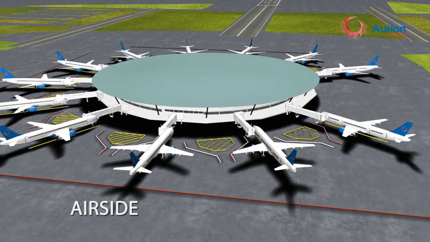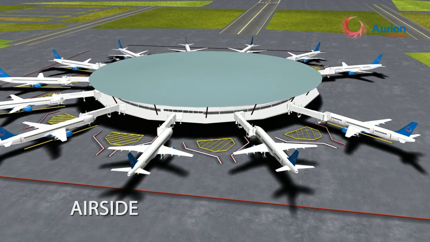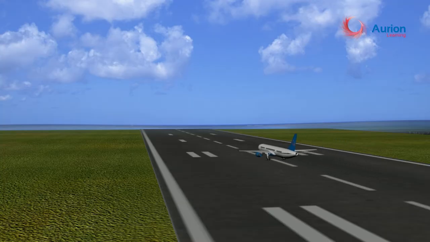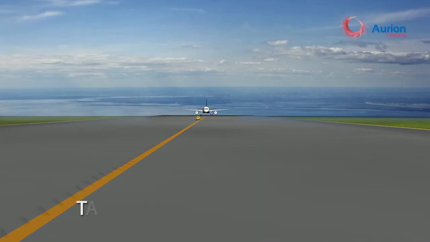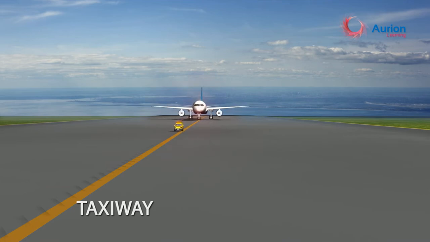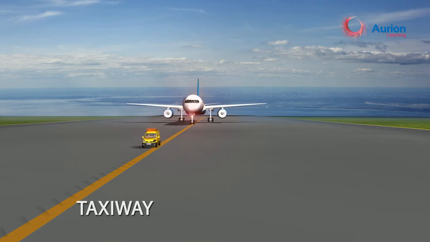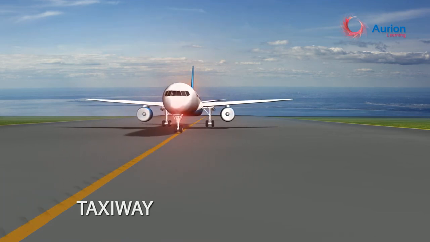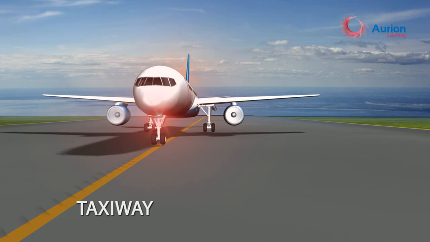Let's now look at the areas of the airside in a little more detail. The runway is a defined area of the airport which is used for takeoff and landing of the aircraft. The taxiway is a path which connects the runway to the apron, hangar and other facilities on the airside and is used for the surface movement of aircraft.